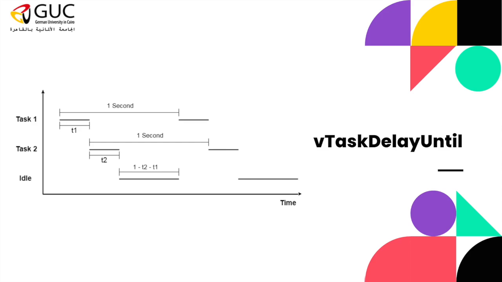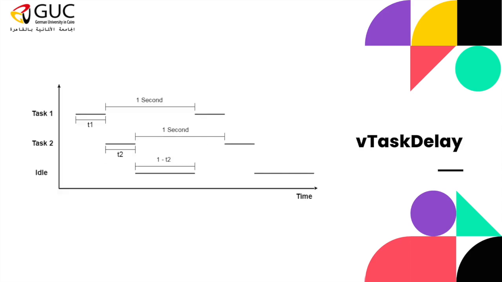If we go into vTaskDelay, not vTaskDelayUntil, you can see the difference. If I start with task 1, I'm going to calculate the 1 second from the moment I called vTaskDelay, not from the moment I started executing task 1. So as you can see here, the 1 second will start from here, from the moment I called vTaskDelay.